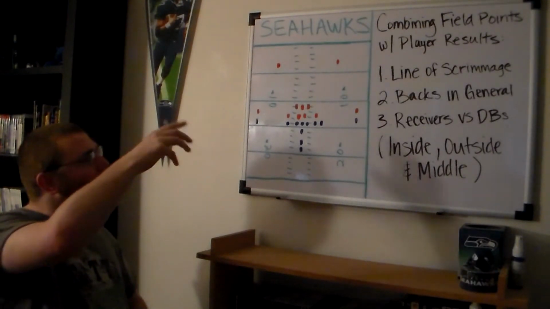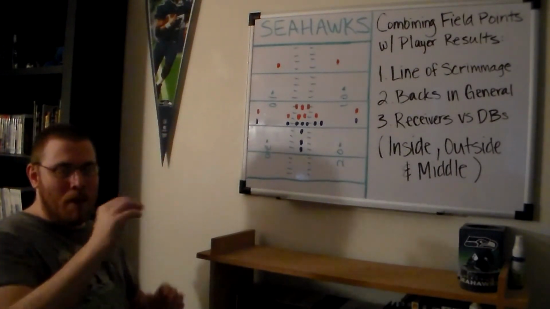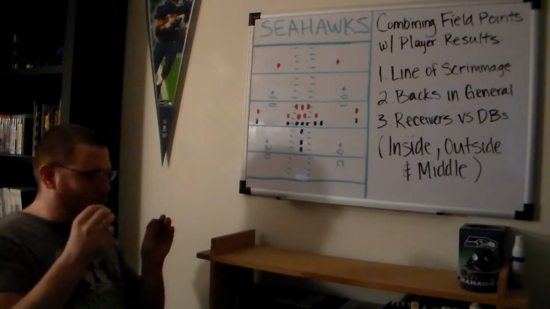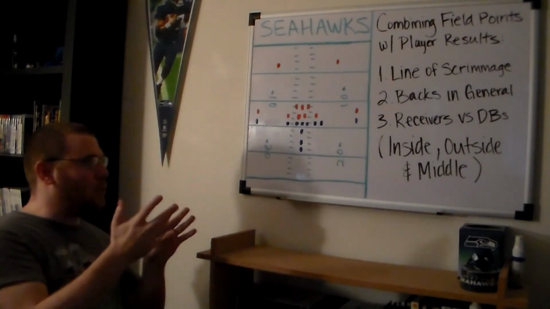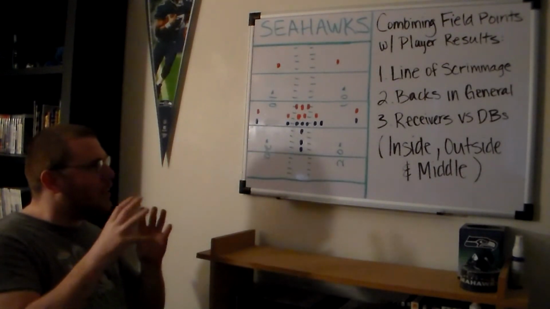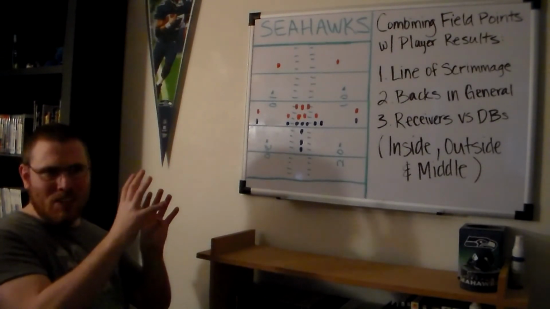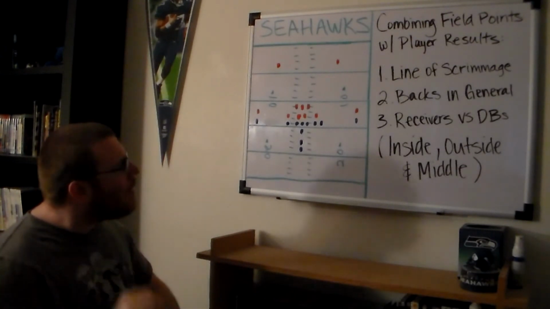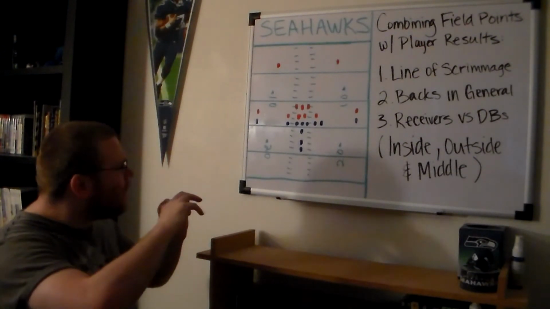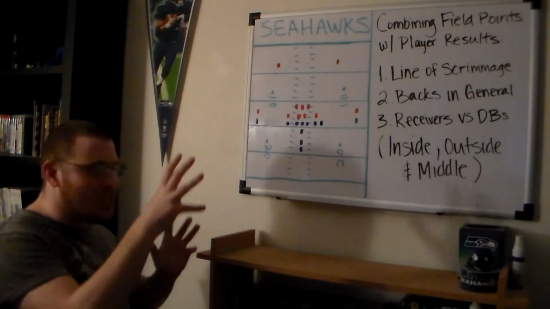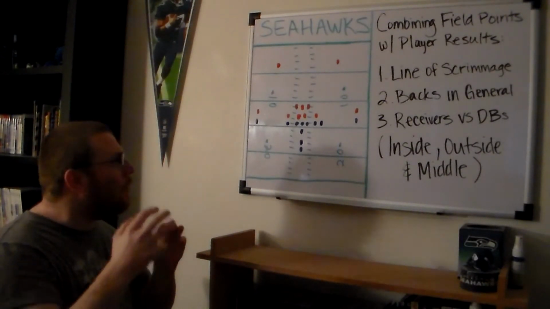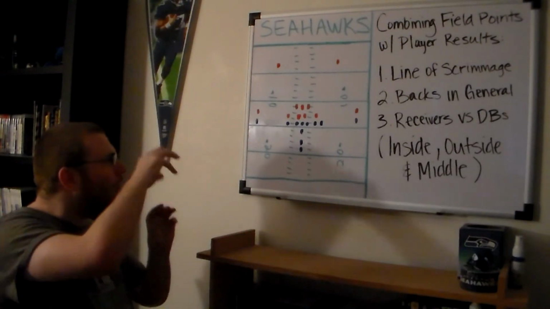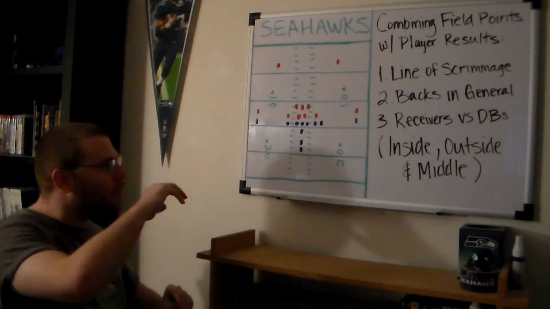This is combining field points with player results. So if you take the 2 previous videos and combine them, this is the results you should get. So I'm gonna teach you how to read all this together and learn to break things down. Okay, so the thing we're gonna start with is the line of scrimmage. Just like putting the play together, now we're gonna show you how to understand what players are doing as the results go.